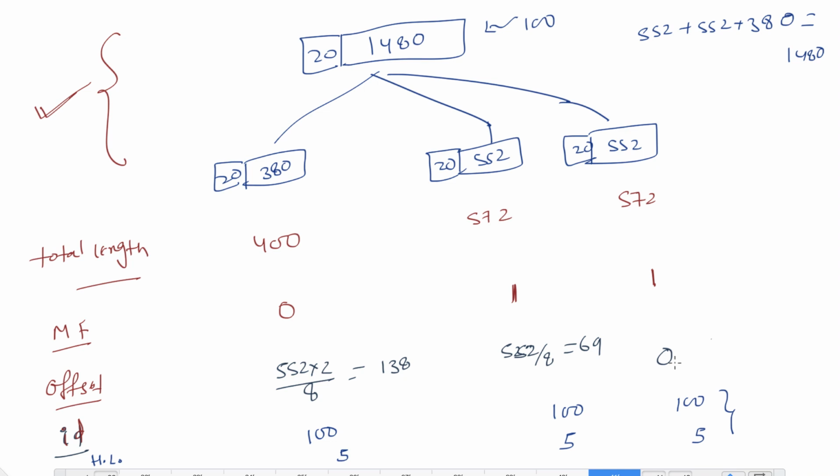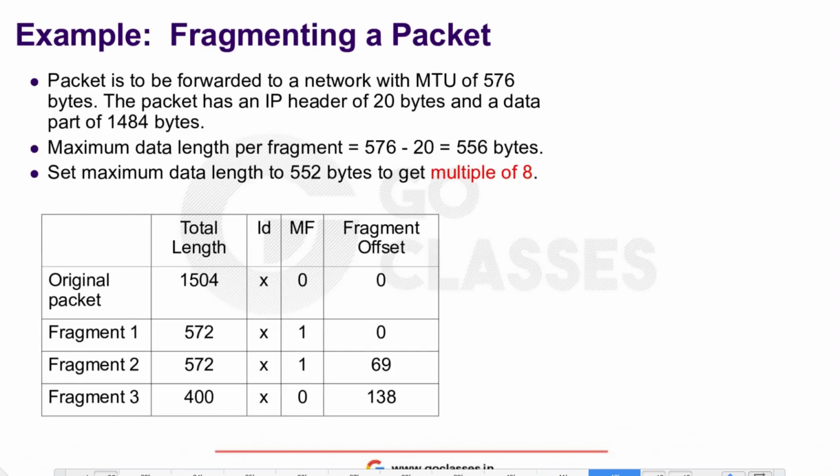And the offset you need to calculate. 0 is for the first packet, and for every other packet it is something, right? So these are the fields that we have. I hope you got it. Now let me see the solution.